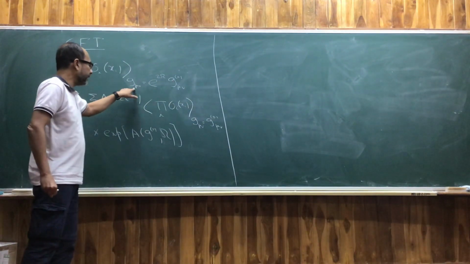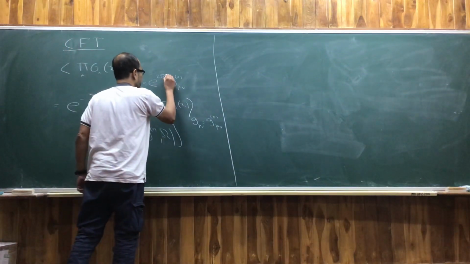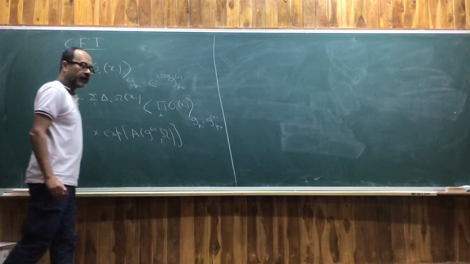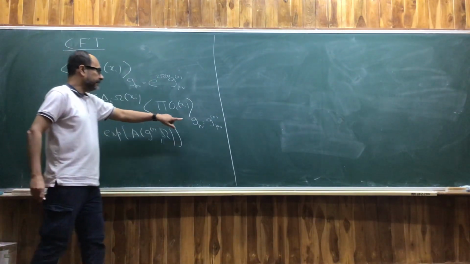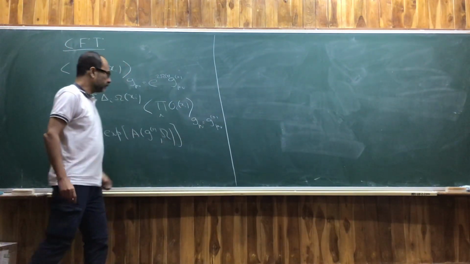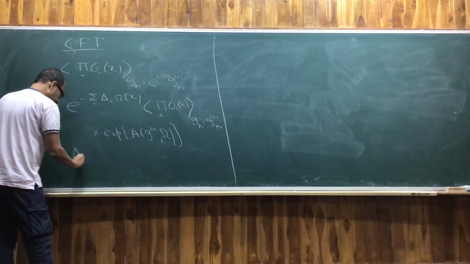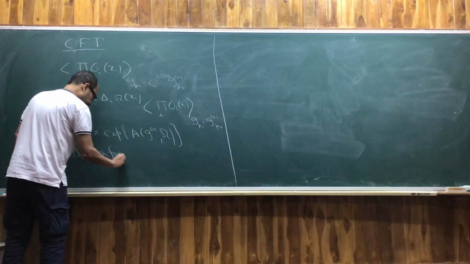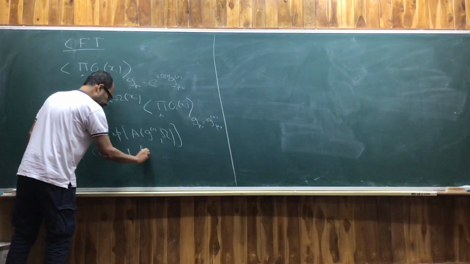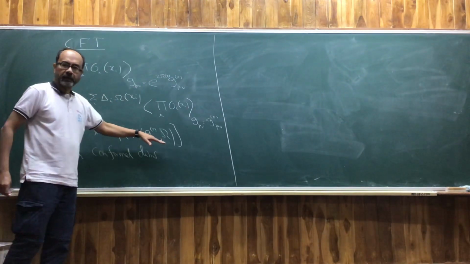Okay, but if the background metric takes the form of e^{2ω} times g0_{μν}, where ω is some arbitrary scalar function of x, then this can be related to the correlation function at g_{μν} equal to g0_{μν}. These deltas are the conformal dimensions. And this is some known function of g0 and ω.